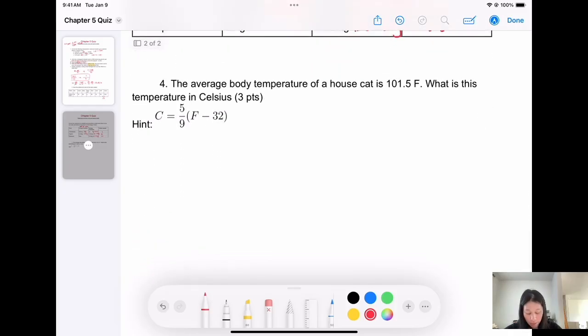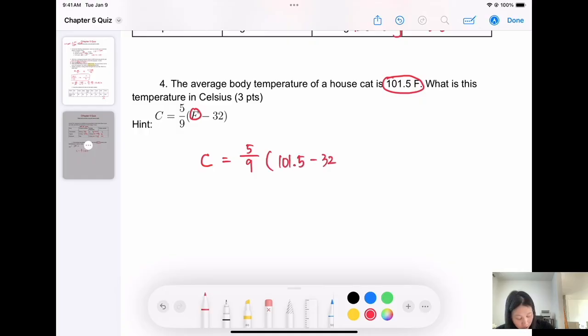Now, the average body temperature of a house cat is 101.5 Fahrenheit, and what's the temperature in Celsius? So this is substitution. What you need to do is substitute the Fahrenheit into F, so you can find out the Celsius. So it's equal to 5/9 times 101.5 minus 32.